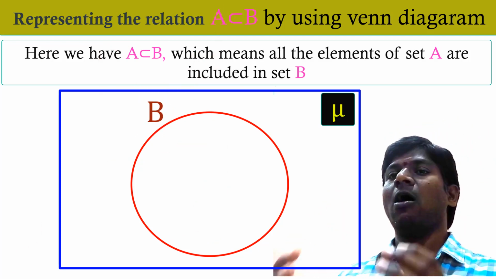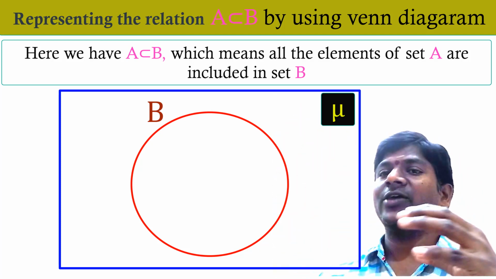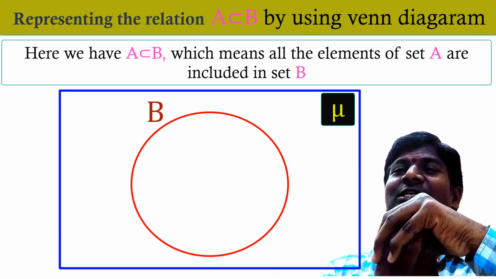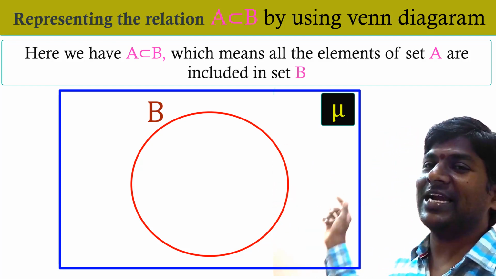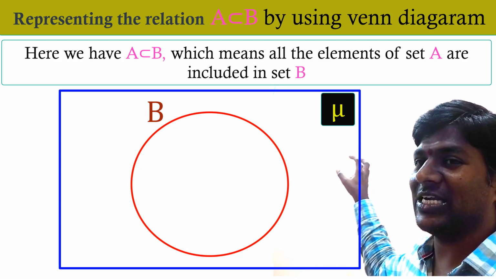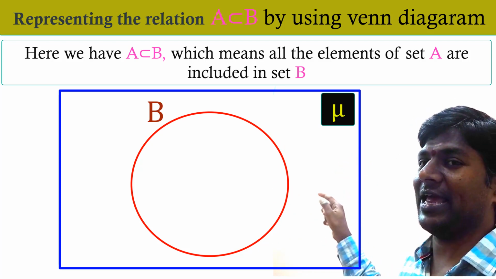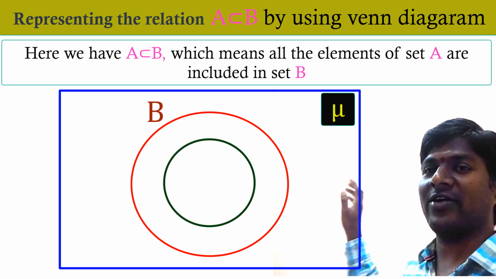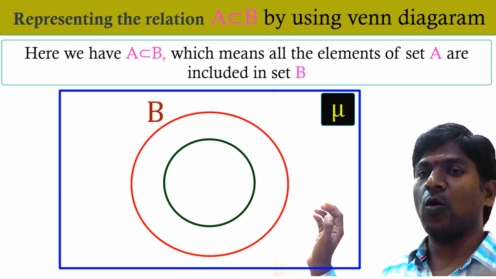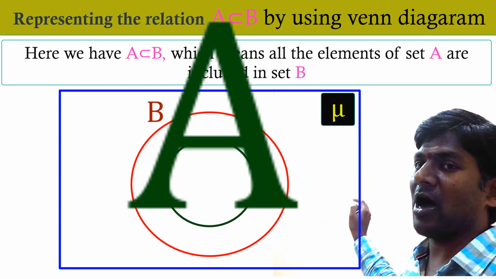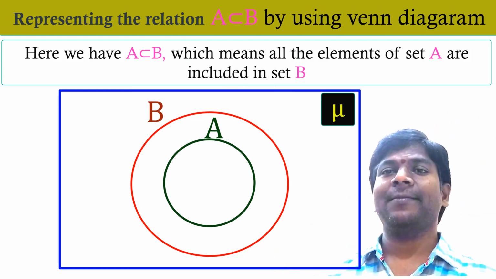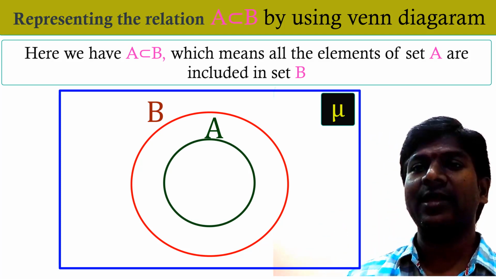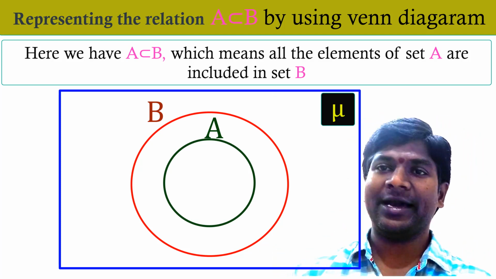A subset B means all the elements of A are in B. That means set A is totally in set B. So we draw the set A circle in set B. We draw a smaller circle in circle B, and the name of this set is A. So we write A on the top of this smaller circle. This is the representation of A subset B by using a Venn diagram.